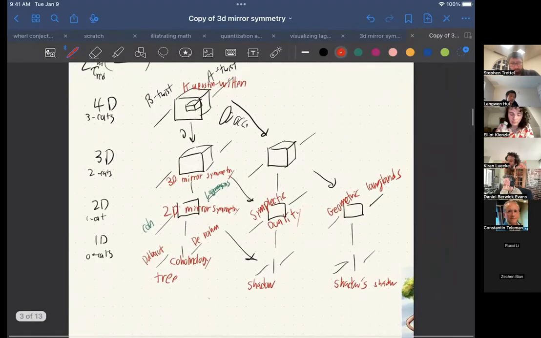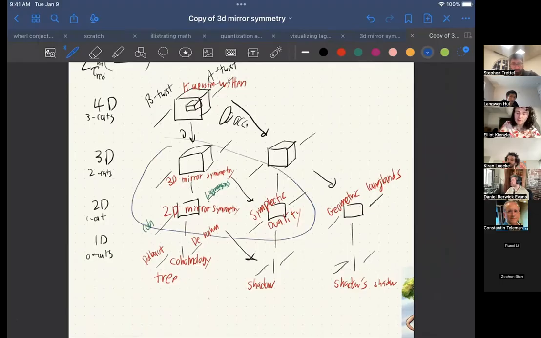And of course, we can make this as detailed as we want. But this is the mind map of all of the things relating to 3D mirror symmetry. And today, I want to focus on this corner of the picture. Okay? So before I get into more specific examples, does anybody have questions about this overall structure?